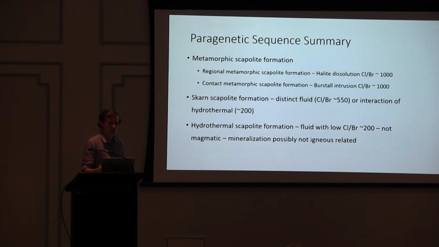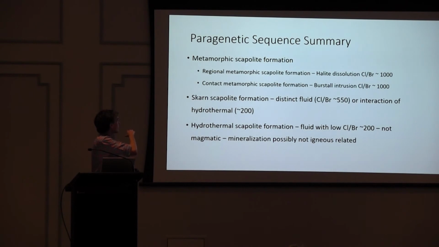So just to summarize the paragenetic sequence that I came up with, we have the formation of metamorphic scapolite. Initially, we would have had the formation of regional metamorphic scapolite, followed by the intrusion of the Burstall granite, and then the formation of the contact metamorphic scapolite. There's no distinct change in chemistry, so we don't think there's been the influence of a magmatic fluid in those scapolites.